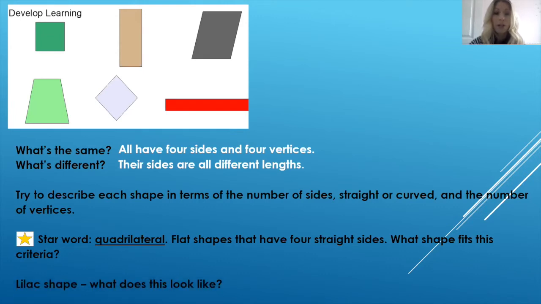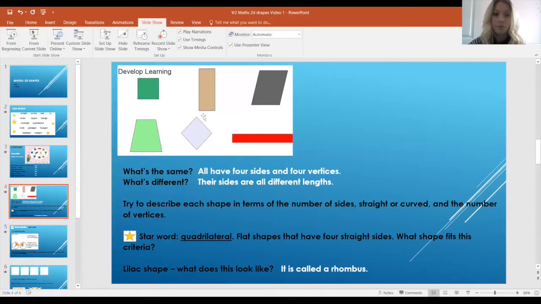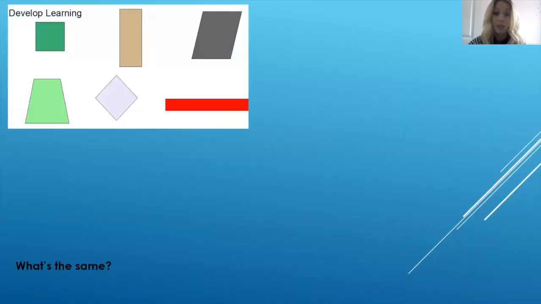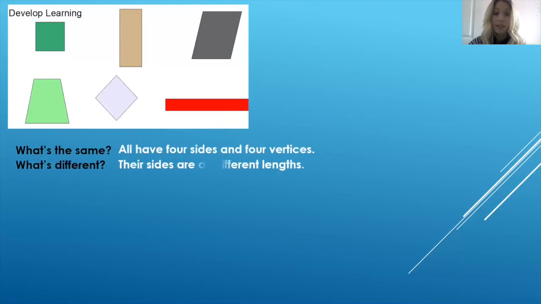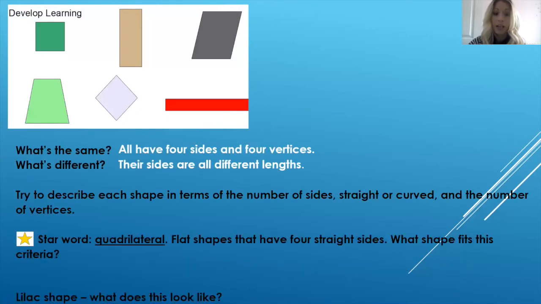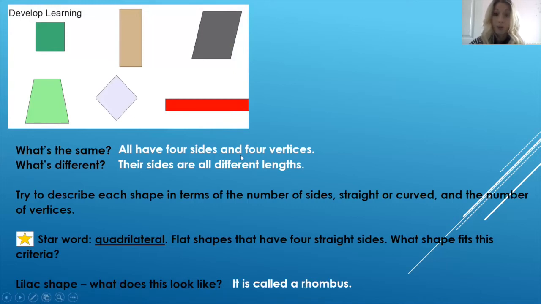But have a look at the shape here. How would you describe this shape? Did you say diamond? It does look like a diamond, but it has a very special name. And the name is called a rhombus. Rhombus. Try to remember that name when we're working later on in our maths videos.